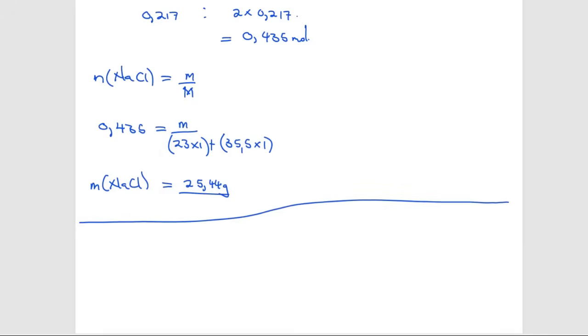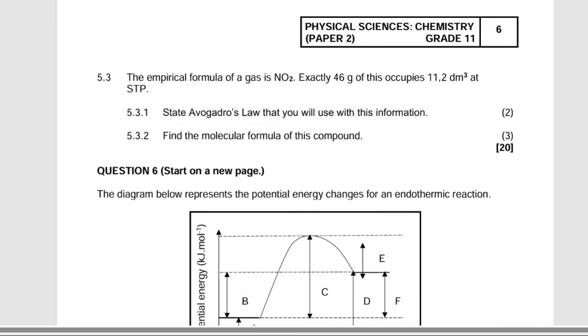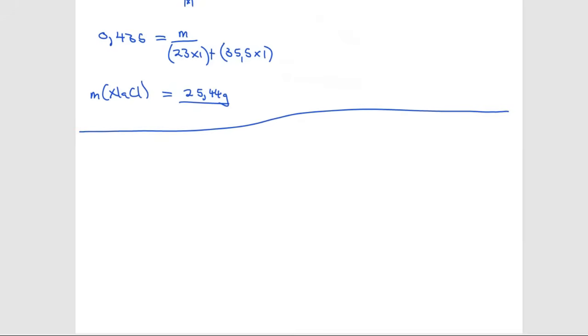So proceeding to the other question there, which is our question 5.3, it says here the empirical formula of a gas is NO2. Then 46 grams of this occupies 11.2 dm cubed at STP, again standard temperature and pressure, right? State Avogadro's law that you will use with this information, right? So now let's state our Avogadro's law there. So I'm going to say 5.3.1, right? So this is our question.